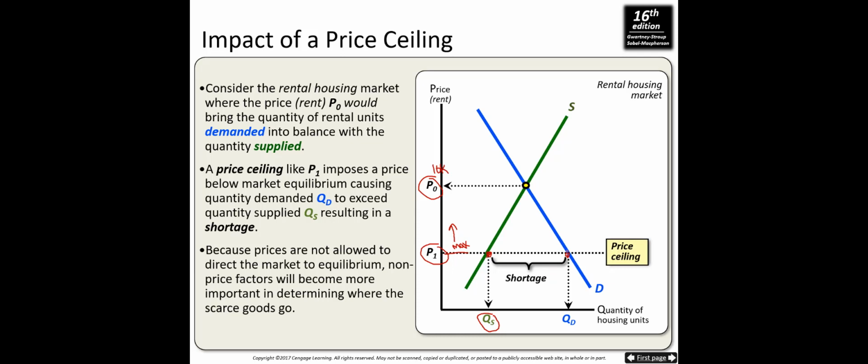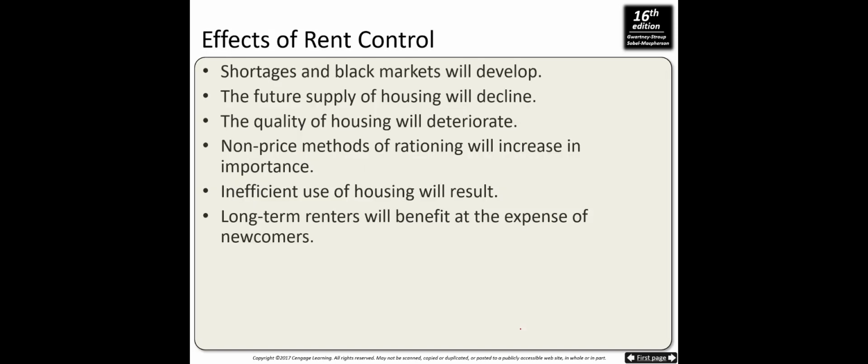But look where the quantity demanded is, there are lines waiting for the rental apartments. This creates a shortage because quantity demanded is much more than quantity supplied. Because prices are not allowed to direct the market to equilibrium, non-price factors will become more important in determining where the scarce goods go. So let's see these non-price factors.